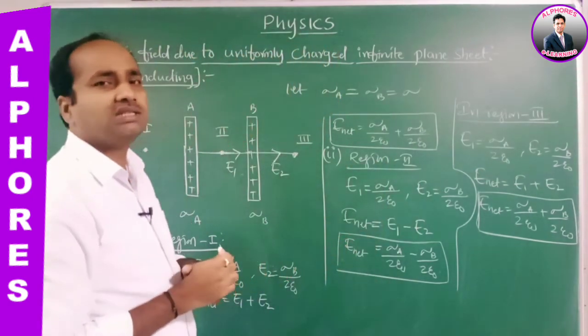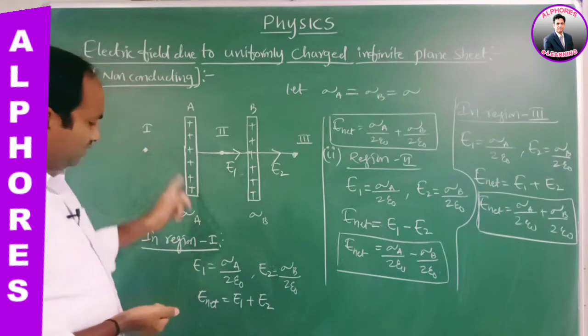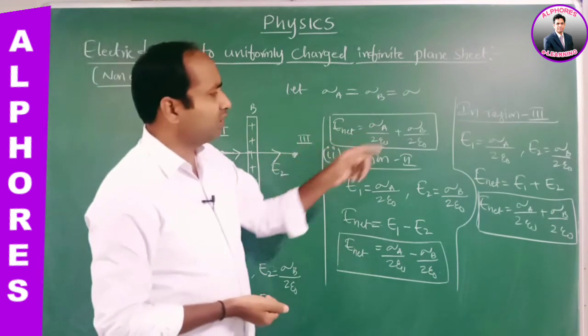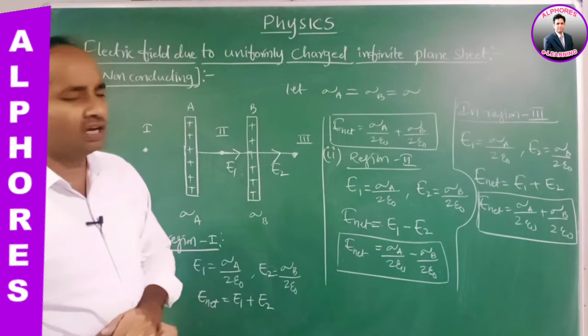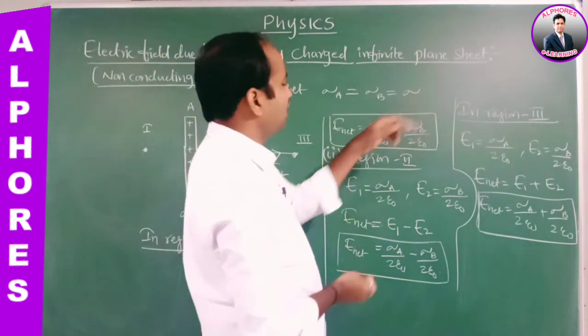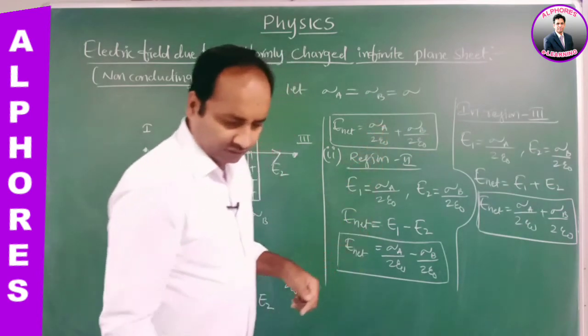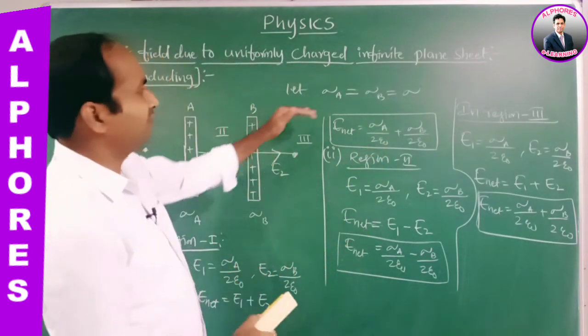Common term is sigma. Then what happens? See, if you are observing, finally here we get sigma A by 2 epsilon naught plus sigma B by 2 epsilon naught. But sigma A, sigma B are equal to sigma here. What happens? Sigma by... see, this is a different case.